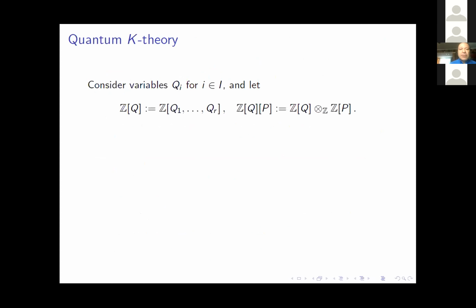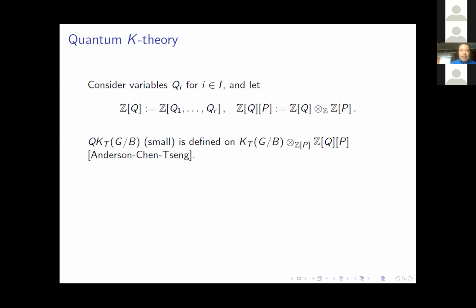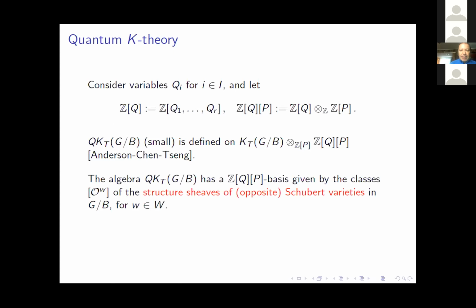But most importantly, I want to get to quantum K theory. Here we have deformation parameters q_1, ..., q_r in the base ring, in addition to the group algebra of the weight lattice. So quantum K theory is a tensor product, as a vector space, of usual K theory with this ring of deformation parameters and equivariant parameters. And here we have a basis of Schubert classes.